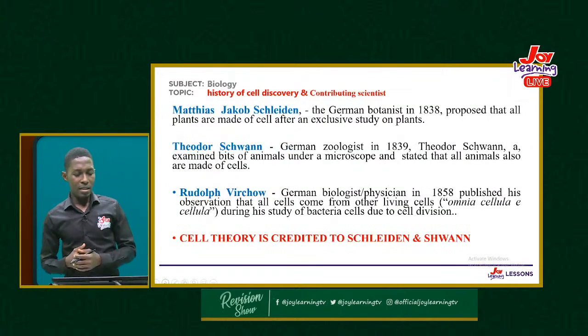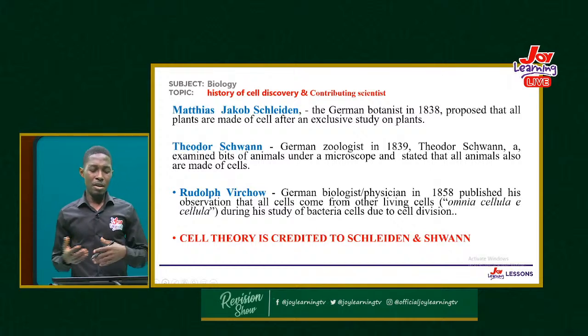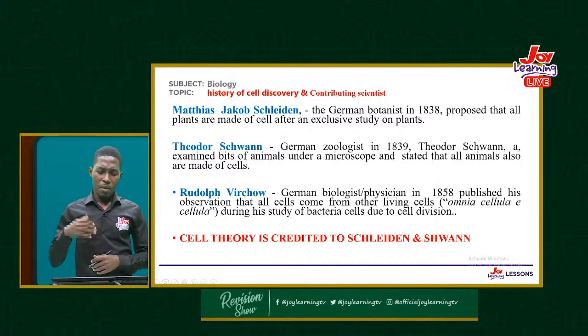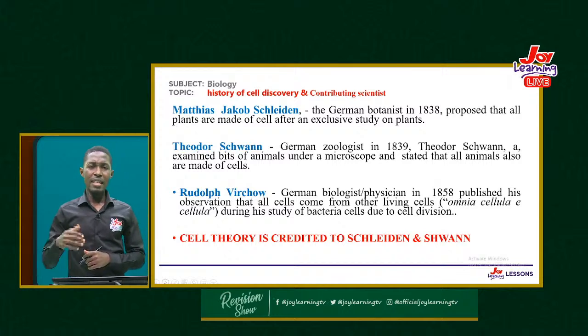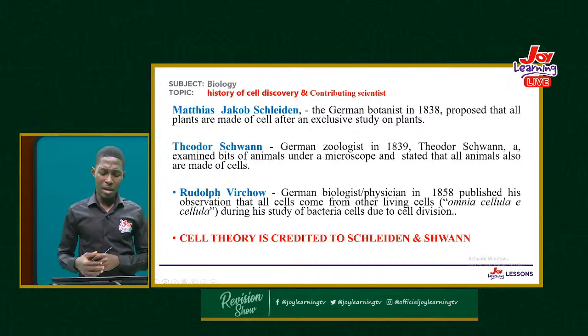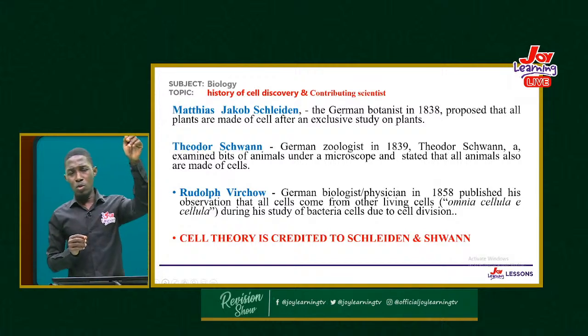Then Matthias Jacob Schleiden, as the German name is pronounced, whatever you call it, proposed after studying a lot of plant cells that all plants are made of cells. Not knowing this, at the same time another scientist called Theodor Schwann, in 1839, was also studying animals, and he also said that all animals too are made up of that cell Robert Hooke spoke about.